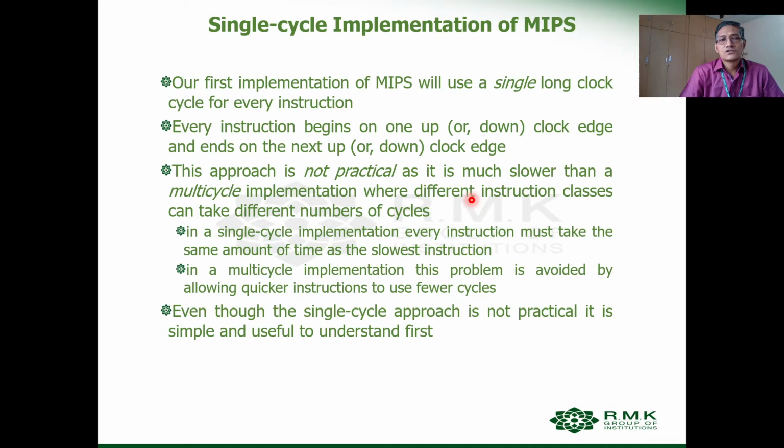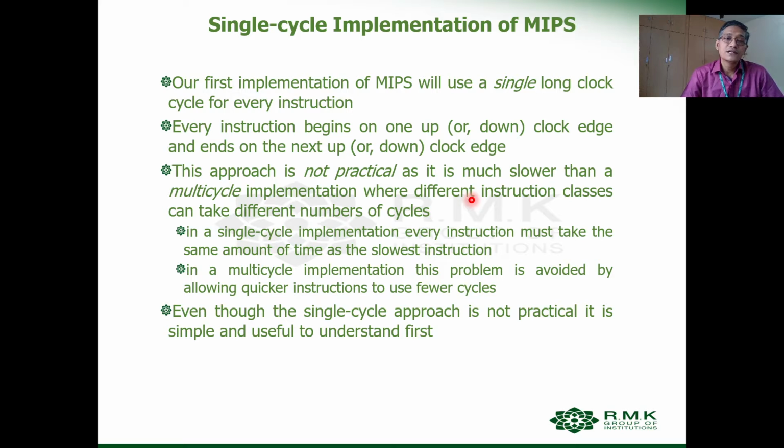Okay, because it will be much slower than multi-cycle operation, where in multi-cycle different instruction classes can take different numbers of cycles. In a single cycle implementation, every instruction must take the same amount of time as the slowest instruction. Whichever instruction in the entire instruction set takes the longest, that is the largest cycle. So all the remaining instructions also will have the same cycle as that particular instruction which takes the longest time for execution.